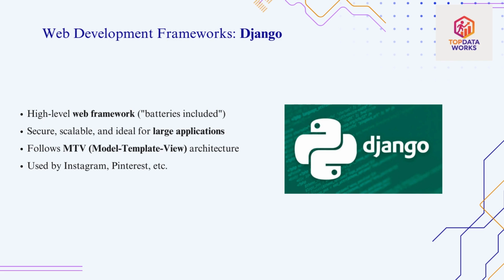So coming to Django. Django is one of the most powerful web frameworks in Python. It's called batteries included because it comes with almost everything you need to build a website. First is authentication, then database, then security features, admin dashboard, and much more. So Django can provide it efficiently, we can say. Django is used by big companies like Instagram, Pinterest, and Spotify. If you want to build a large, secure, and scalable application, Django is a great choice, we can say.